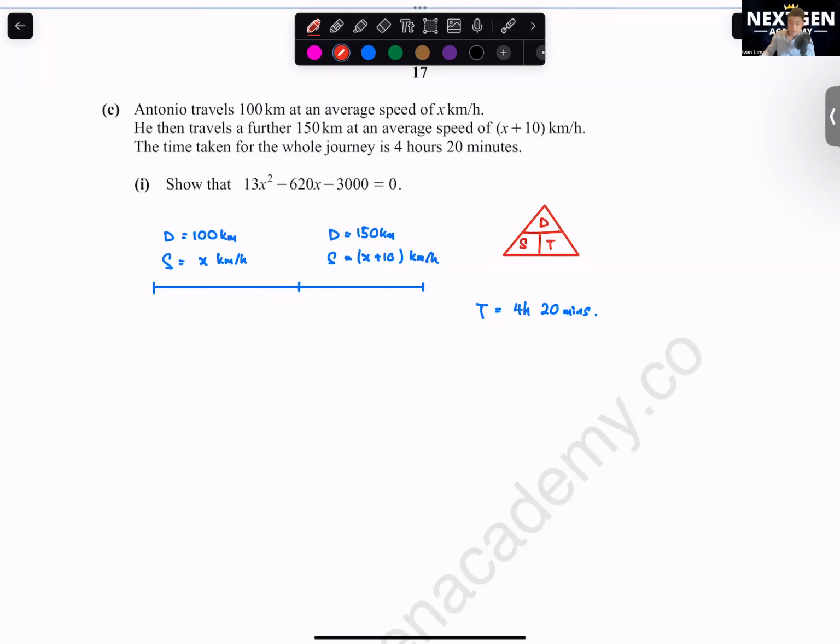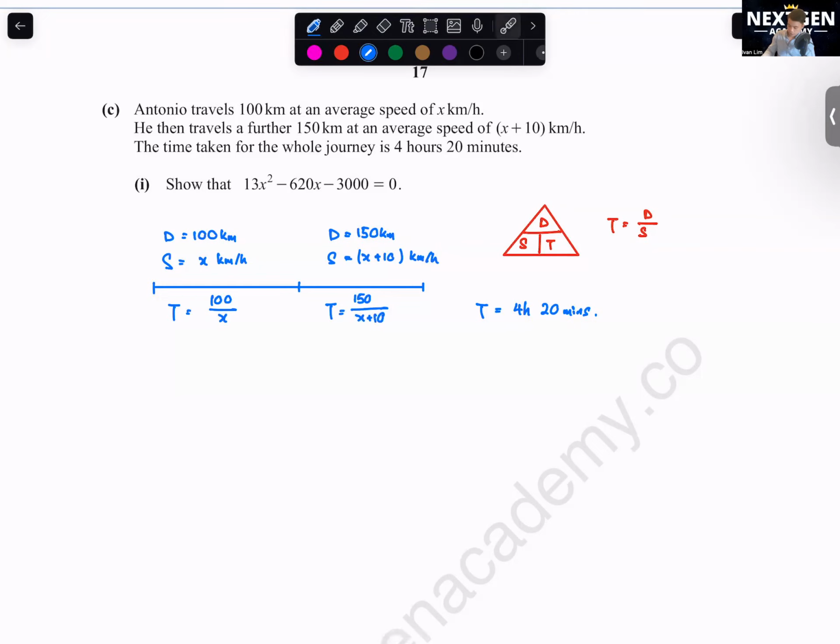Speed, distance, time. Time is distance over speed. So for me to find time here, time is distance over speed. The second time here is 150 over x plus 10.